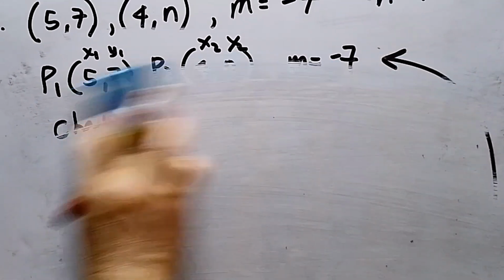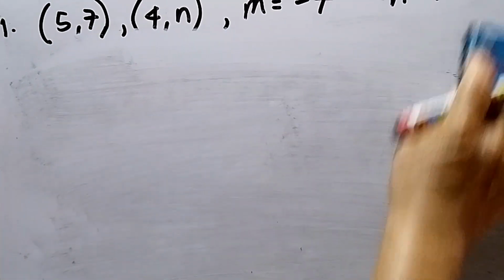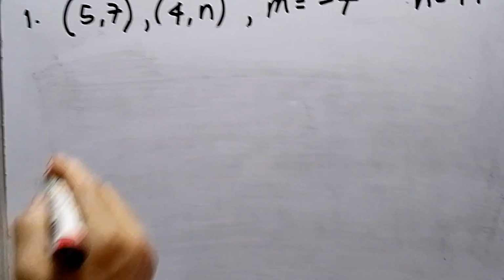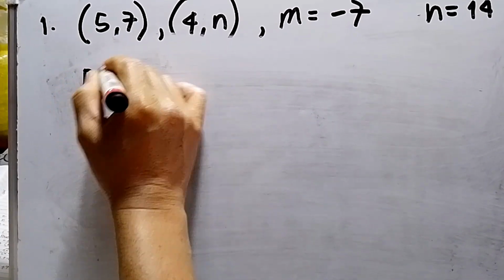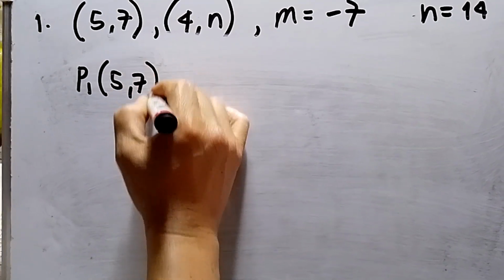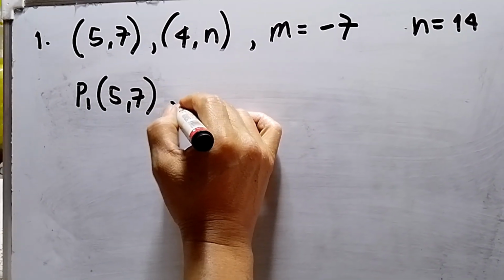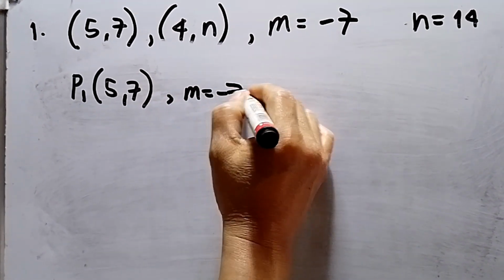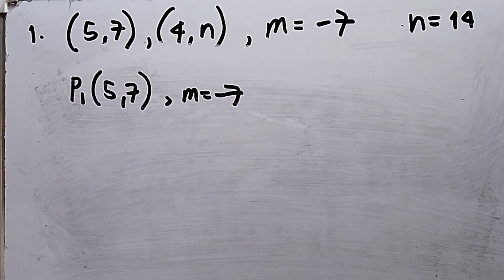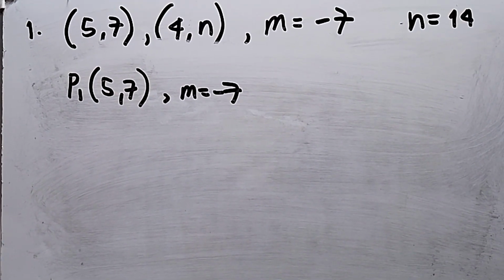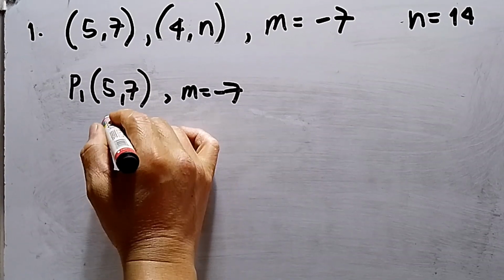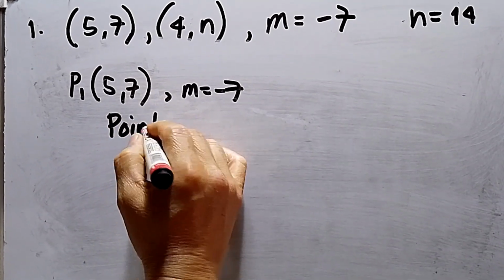Now, how to find the equation of the line? So, equation of the line. So I have point 1, coordinates 5 and 7. And then my slope is equal to -7. So to find the equation of the line, so I will use point slope form.